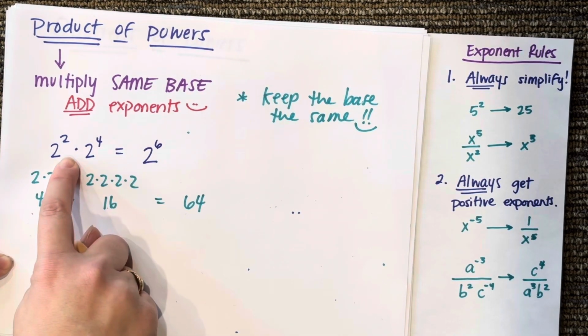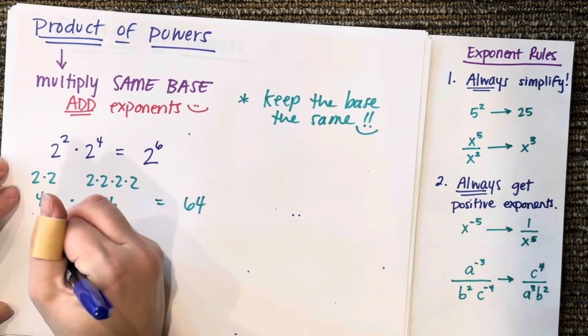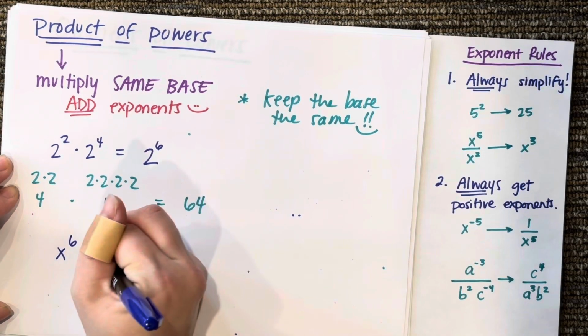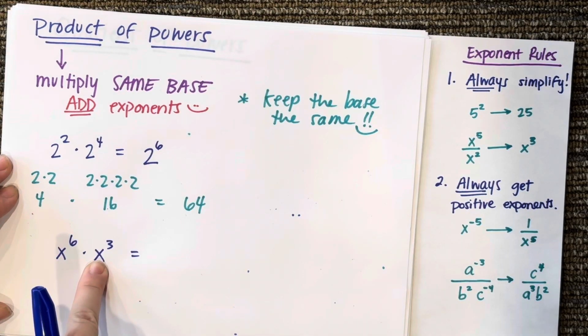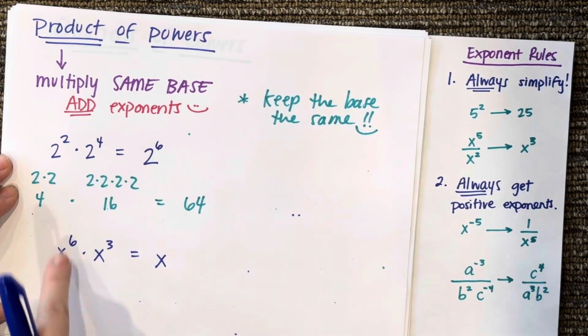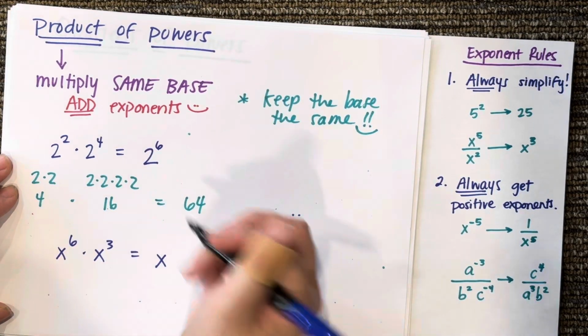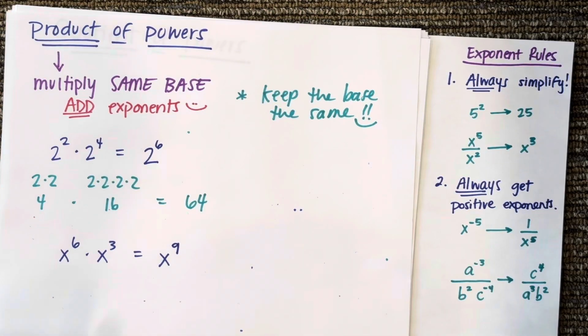So it doesn't matter if I have a number as my base or if I have a letter. I could have x to the 6th times x to the 3rd, okay? Same base, x times x. I'm going to keep my base the same, and then I just add my exponents. 6 plus 3 is 9. So I have x to the 9th power. Okay, hopefully not terrible. Product of powers.